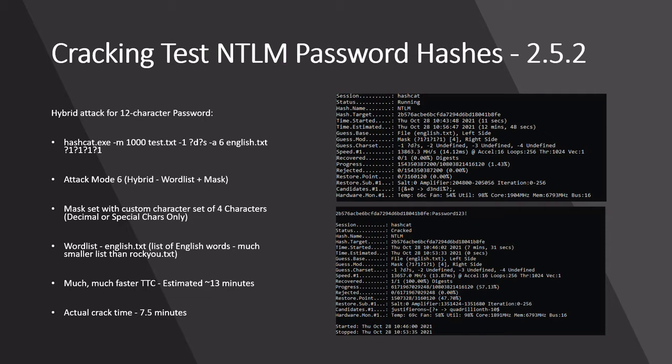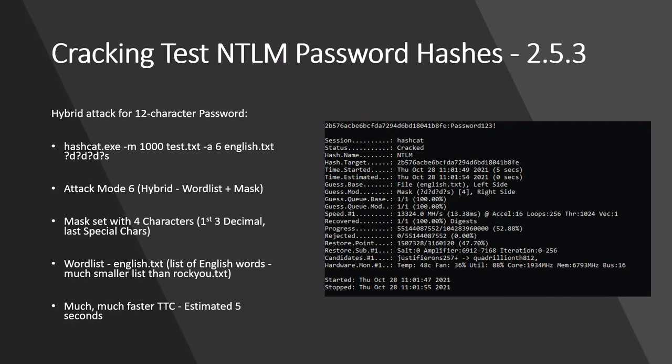The custom character set number one, specified by the switch -1, is set to decimal and special characters only, as evidenced by the custom character set on the slide. We have switch -1 ?d?s for decimal and special characters. So we run the attack, and the estimated time to crack has now been reduced from 5 hours to just 13 minutes. And the actual password cracked in just 7.5 minutes. That's excellent.